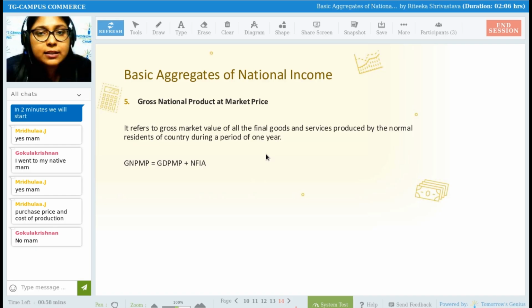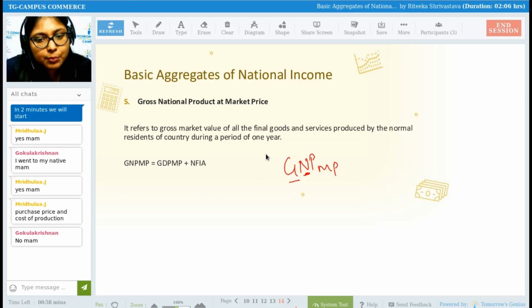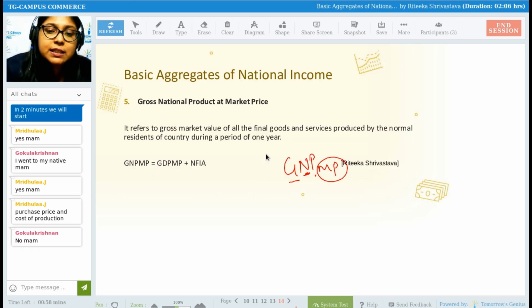Now the national part is beginning. GNP at MP. So instead of domestic, it is replaced by N. Gross means the actual value of final goods and services. National means the goods and services produced by a normal resident of the country during a period of one year. P means product, goods and services. Market price means here we are going to consider the market price of the goods and services and not the factor cost.